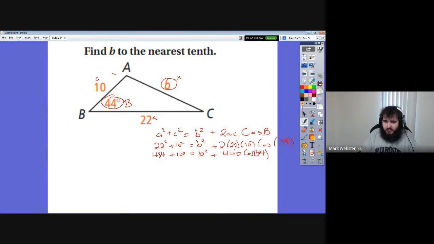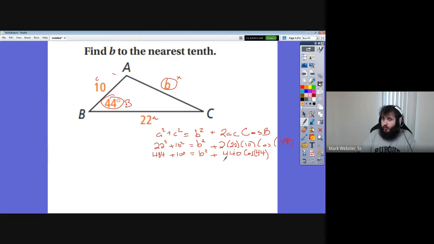Now you're looking at this and thinking, oh, I can do stuff here. No, don't bother. Leave it alone. If you try and figure out what 440 times the cosine of 44 is, you're going to get some big, long, ugly decimal like 99% of the time. Ain't nobody got time for that. Leave it alone.